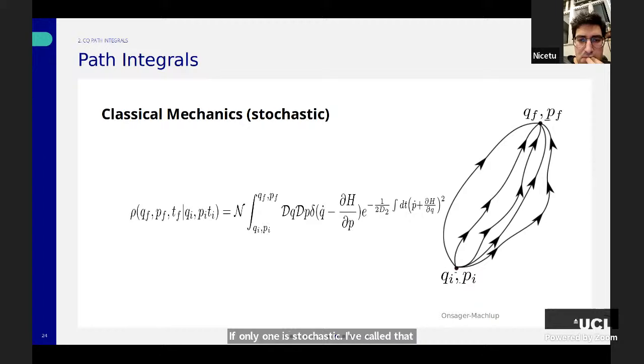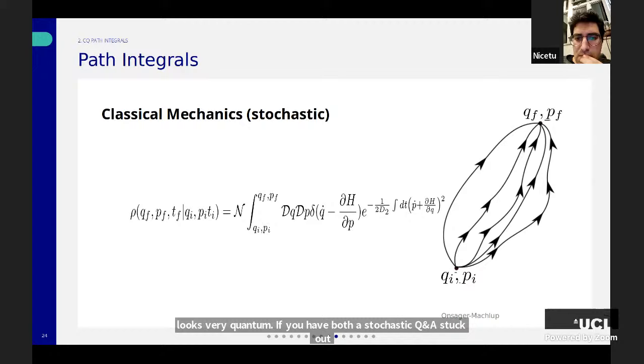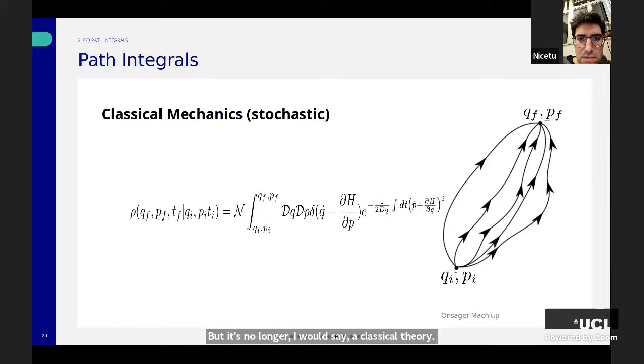And if you allow a stochastic Q, then in some sense, you don't have a good definition of what P is. You can only define P in terms of expectation values. So this actually looks very quantum if you have both a stochastic Q and a stochastic P. But it's no longer, I would say, a classical theory. It's now some weird theory where you can only define the momentum in terms of some expectation values of Q. Okay, all right, thanks. But I think it's interesting to look at such theories. I don't know that there's much literature on that.